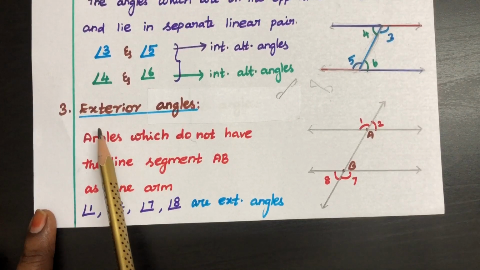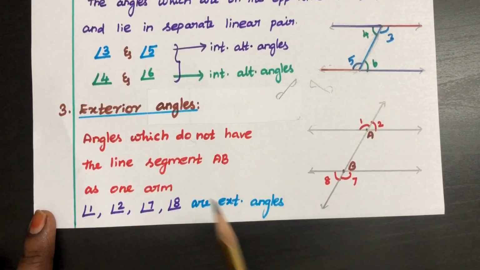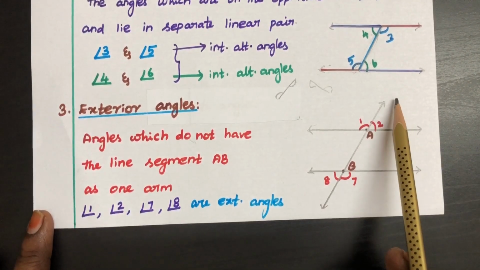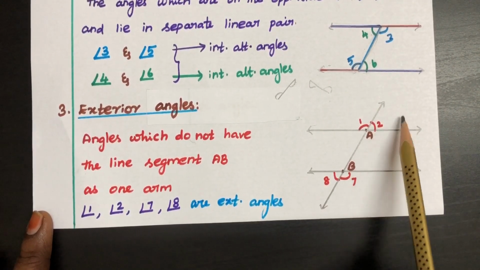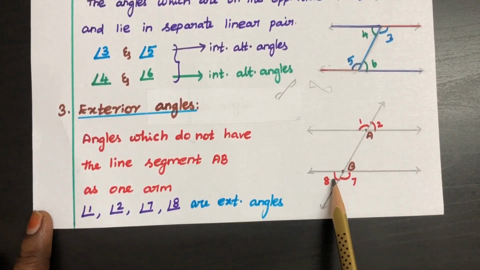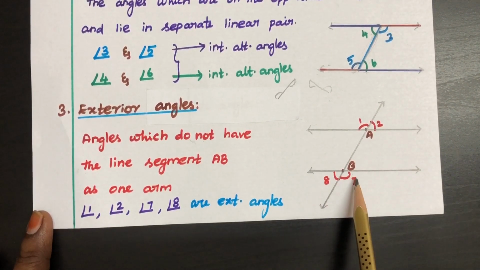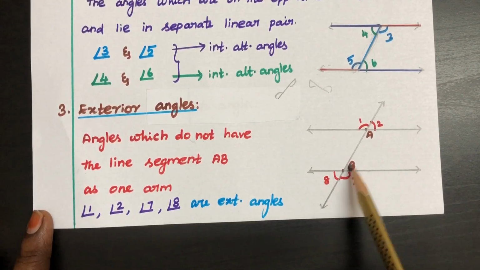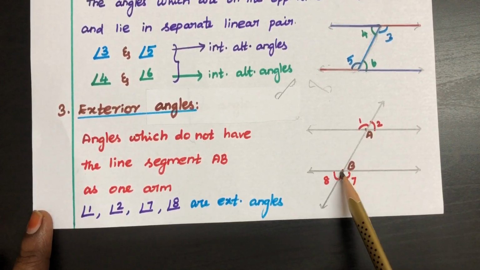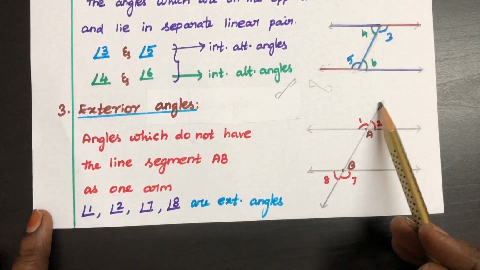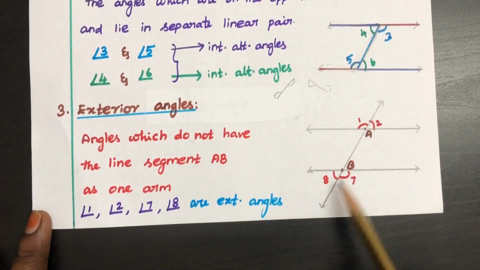Next, exterior angles. Exterior means, from the name itself you can easily tell, outside angles, right? Angles which do not have the line AB as one arm. See here, 1, 2, 7, 8. So, the angles formed here are exterior angles. AB is here only, so outside that there is no AB. It is going endlessly as a line, the transversal line.